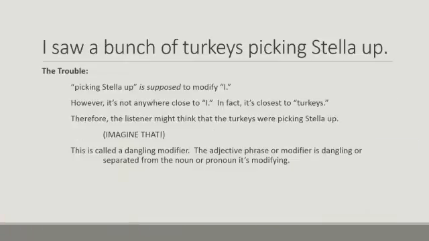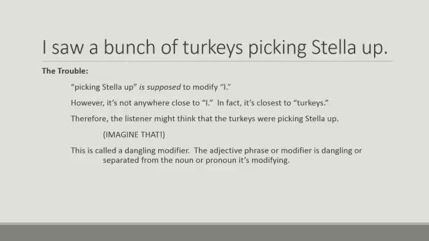So the trouble with the sentence is this phrase, picking Stella up, which I intended to modify the I, is actually nowhere close to the I. It's way at the end of the sentence. It's at the very end. It's the farthest thing from the I, right? In fact, it's closest to that word turkeys. And so when we're speaking or writing and we use descriptive language, the location of that description will often dictate what is being described. English can be a tough language, and so the location of what's happening in the sentence becomes really important. And I wasn't paying enough attention to where I was putting picking Stella up in that sentence.